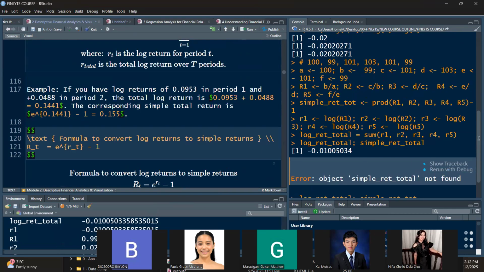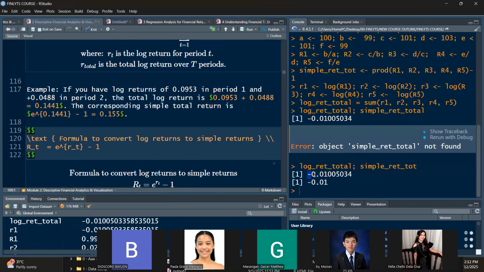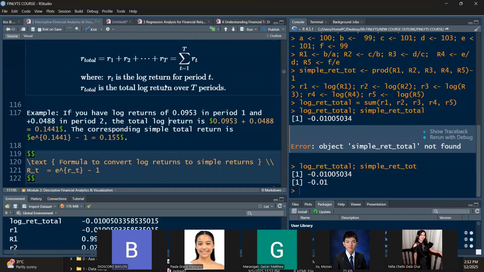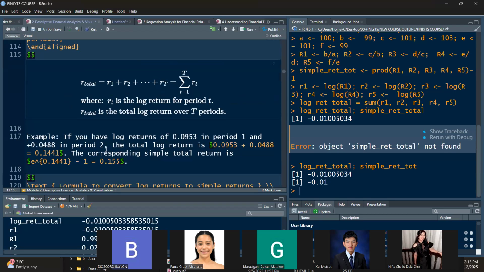Now you can also do this. This is only for 2 periods, class. So here you have 2 periods, this amount and this. So this is your log return for period 1, log return for period 2. The total log return is simply adding these, class, right? So if you add this, it becomes 0.1441.